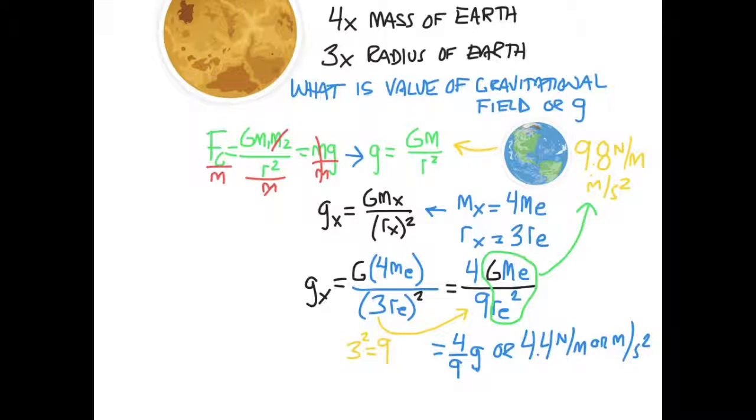Now, the one thing to remember is that the denominator is always tricky. It's 3 radius of the Earth squared, and it's the quantity squared, so make sure you don't forget to square that 3 and make it a 9. So this is a nice, easy way to get the gravitational field or acceleration of gravity of some other planet if you know how it is compared to Earth, without having to actually put in all of those big numbers with the giant exponents and everything.